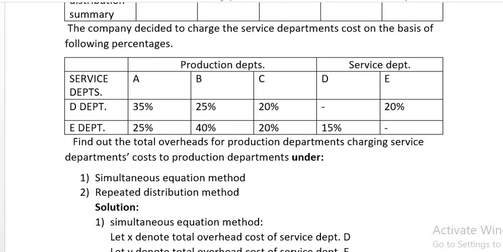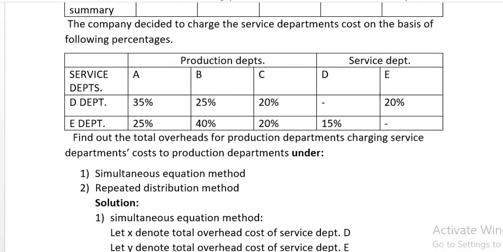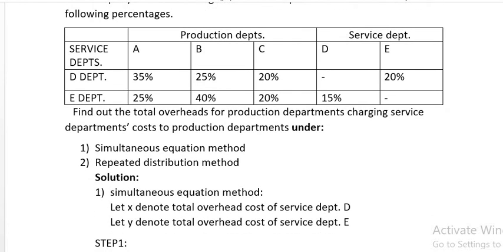So this is the production departments A, B, C, and the service departments D and E. Here is given, from department D: A 35%, B 25%, C 20% and E 20%. And from department E: A 25%, B 40%, C 20% and D 15%. Find out the total overhead for the production departments, charging service department cost to the production departments as under.